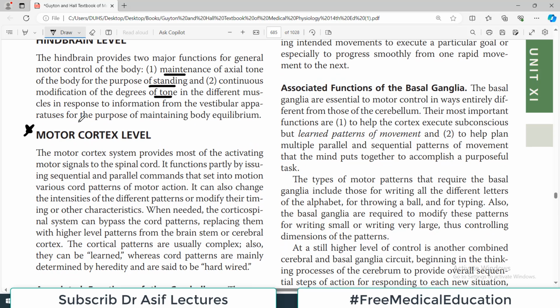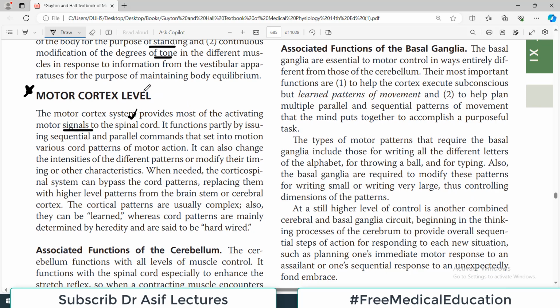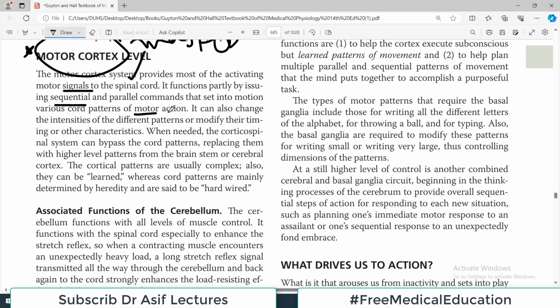Then there is a motor cortex, which is the higher center. It provides most of the activating motor signals to the spinal cord. It functions partly by issuing sequential and parallel commands that set into motion various cord patterns of motor action. So basically ये अगर मैं इस पूरे पैराग्राफ को आपको summarize करूँ, so your cerebral cortex is the master regulator. It basically drives everything. अब तक आपने कई दफ़ा हमने cerebral cortex पे already एक chapter पूरा किया हुआ है कि how does it control the voluntary movement. So it basically gives messages to all different parts of the central nervous system and control the movements. Okay, and they are very complex. It's not something very simple. And the voluntary movements can be learned.